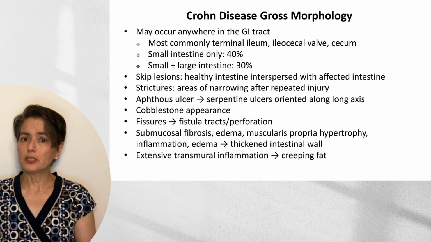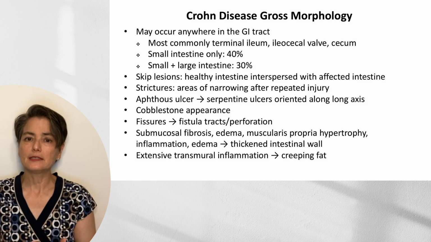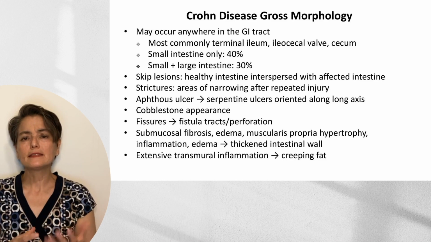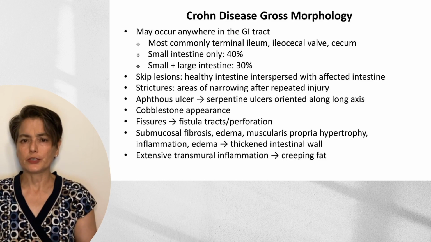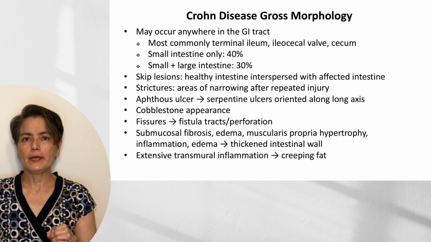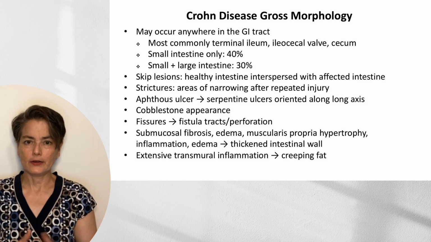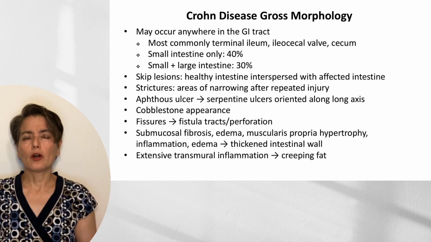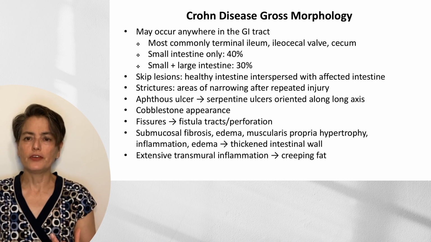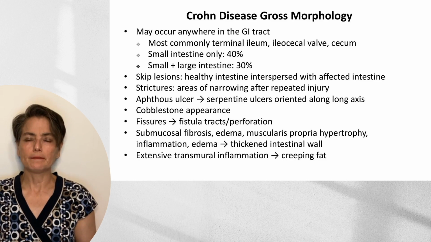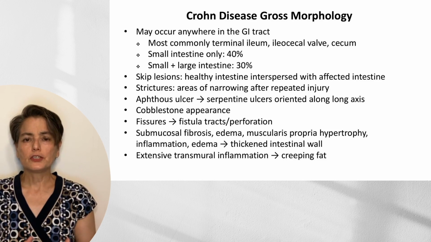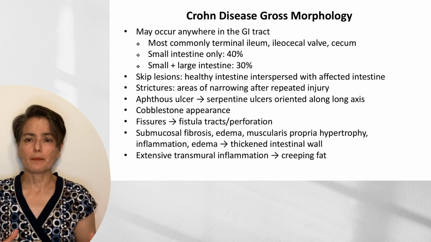As mentioned, we have skip lesions, so healthy intestine interspersed with affected intestine. And this repeated cycle of inflammation and regeneration and healing can lead to strictures. So these are areas of narrowing, and patients can have an obstruction secondary to that. These ulcers that form are deep ulcers, so they can form fissures, as I'll discuss in a moment, and they tend to be aligned along the long axis of the colon. And this regeneration and repair with subsequent injury leads to a cobblestone appearance of the mucosa. These fissures can lead to fistula tracts to other organs or frank perforation.